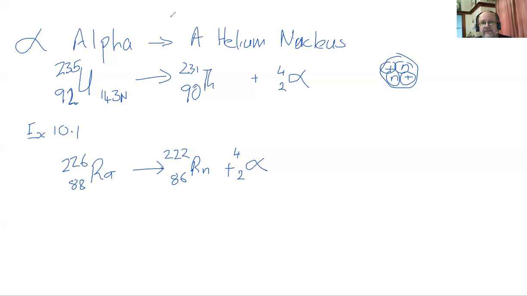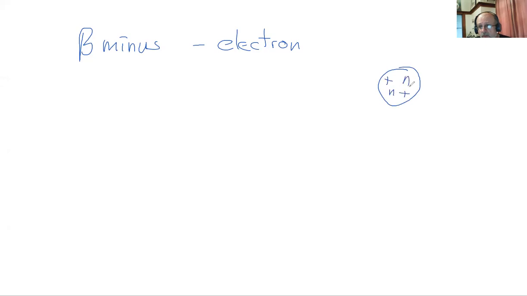The next type of radiation that we have is beta minus. Beta minus is an electron. Remember, if we have a nucleus, we've got protons and neutrons, and an electron gets spat out of that center. But we've already seen from the section on de Broglie waves and quantum stuff that electrons cannot exist in the center of a nucleus. So where does the electron come from? The answer is very simple.